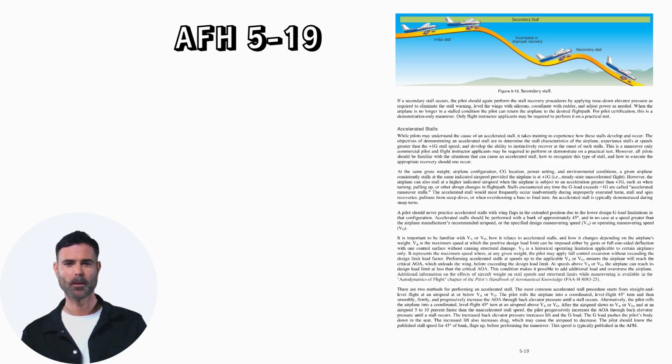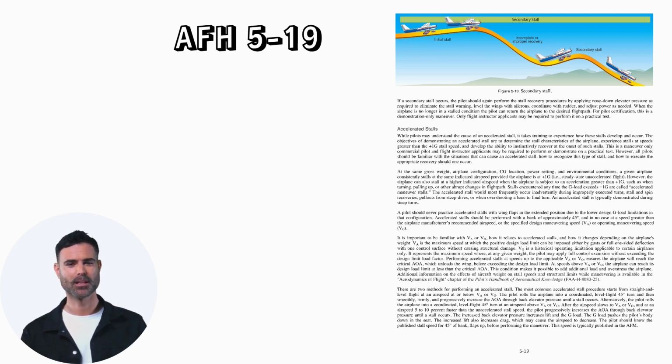VO is a historical operating limitation applicable to certain airplanes only. It represents the maximum speed where, at any given weight, the pilot may apply full control excursion without exceeding the design limit load factor. Performing accelerated stalls at speeds up to the applicable VA or VO ensures the airplane will reach the critical AOA, which unloads the wing before exceeding the design load limit. At speeds above VA or VO, the airplane can reach its design load limit at less than the critical AOA. This condition makes it possible to add additional load and overstress the airplane.